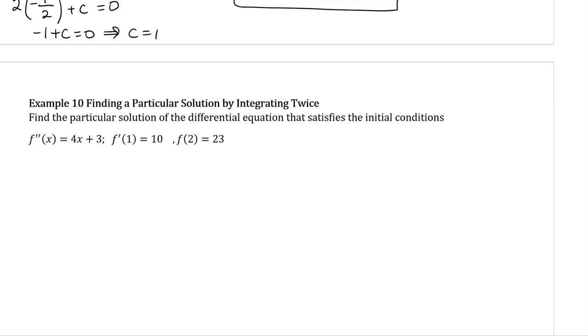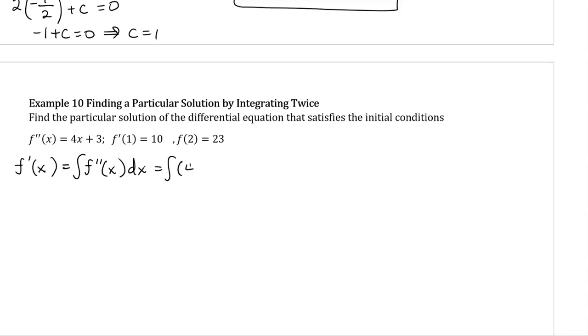Our final example is going to be very similar to the last one, except that now we will have to integrate or take the antiderivative 2 separate times. And the reason that we'll have to do that is because in the differential equation, they did not give us the first derivative, they gave us the second derivative. So I can find the first derivative, I can find f prime of x by integrating the second derivative, right? Going backwards from the second derivative would give us the first derivative.